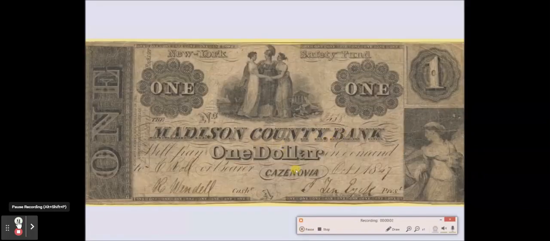County Bank, $1, Casanova, printed by Durand and Company, New York, from 1847. I guess this is just a note to self, but I'd like to look up some of these places like the New York Safety Fund and find out if such an institution came to an abrupt end at a certain period of time.